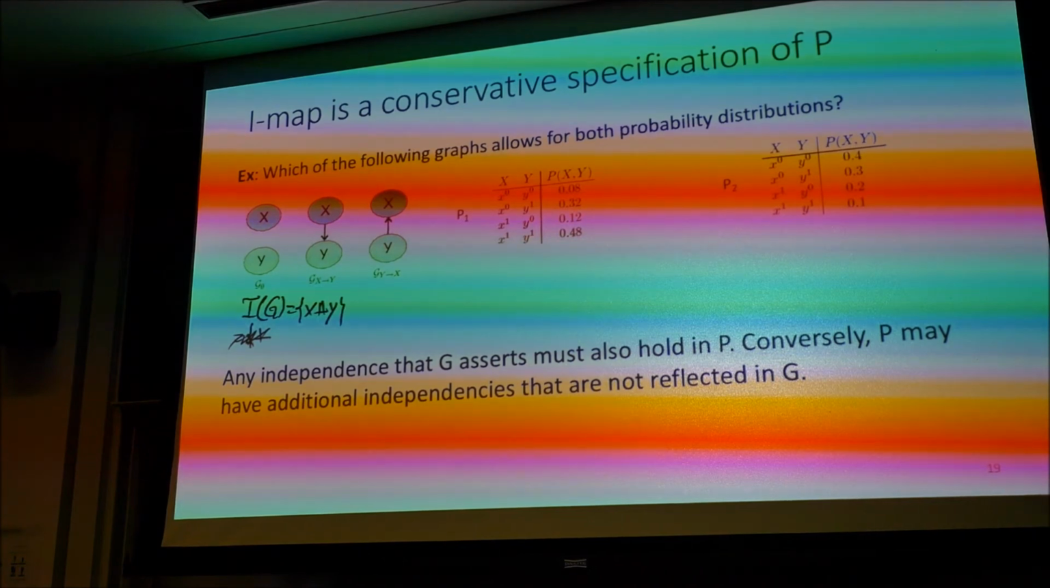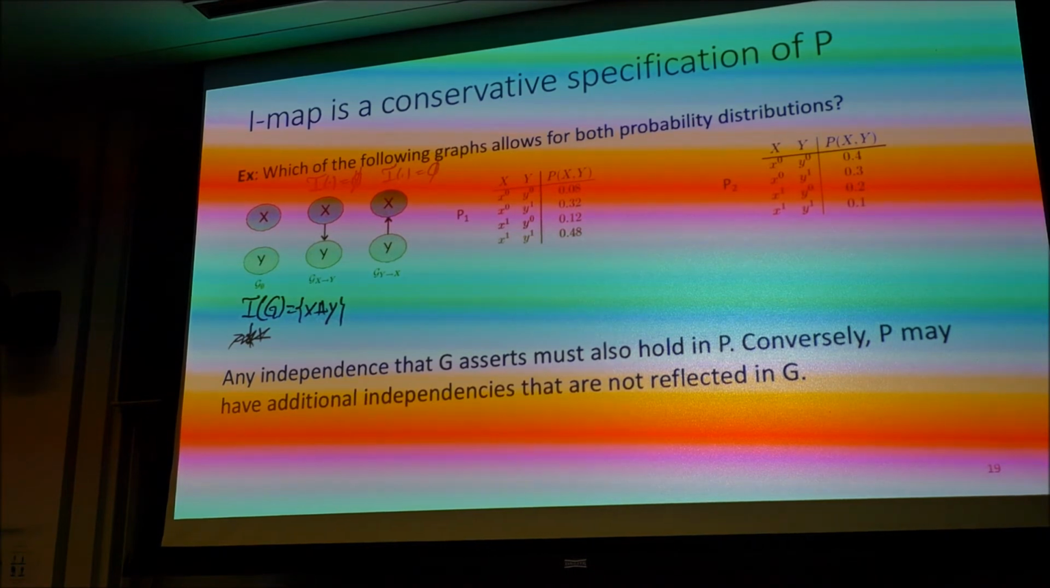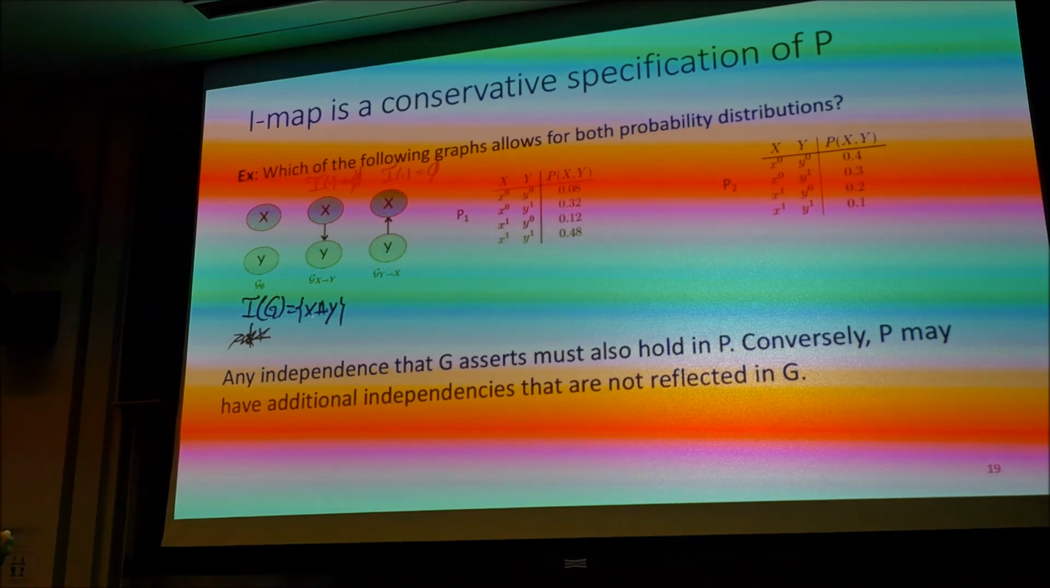What about this one? No. Okay. What about this one? So basically, this one says that this graph only allows x and y independence, while this graph doesn't have anything.